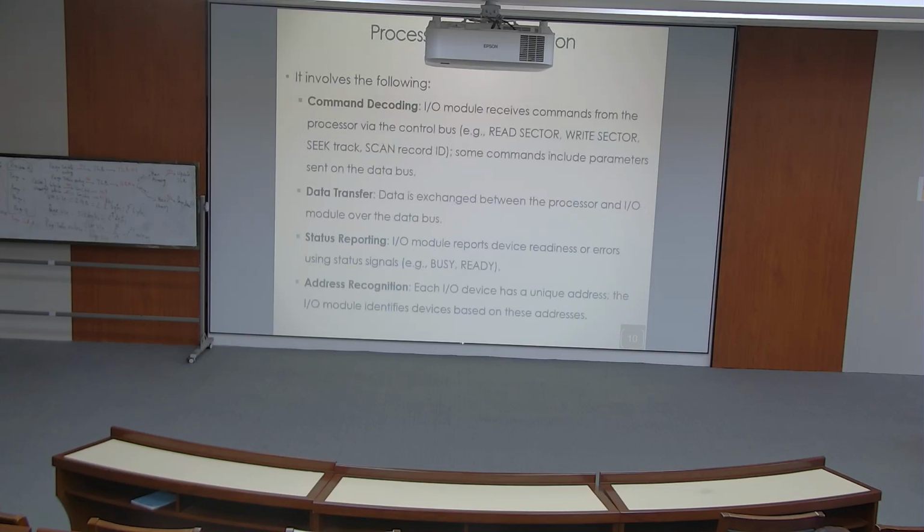All right, so the next function of the input-output module is the processor communication. It involves the following. Command decoding. We have the input-output module which receives commands from the processor via the control bus. We have, for example, read sector or write sector. We have seek track, scan record ID, and so on and so forth. And some commands include parameters that are sent on the data bus.